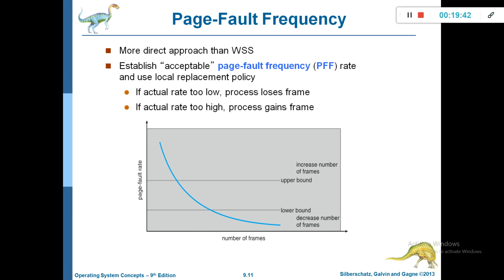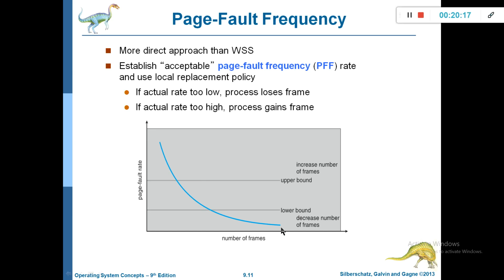There is another more direct approach than the working set window to overcome thrashing: establish an acceptable page fault frequency (PFF) rate and use a local replacement policy. The local replacement policy, also called the priority replacement policy, replaces pages within the process's own region. If the actual rate is too low, the process loses a frame. If the actual rate is too high, the process gains a frame. That is shown in the figure below.